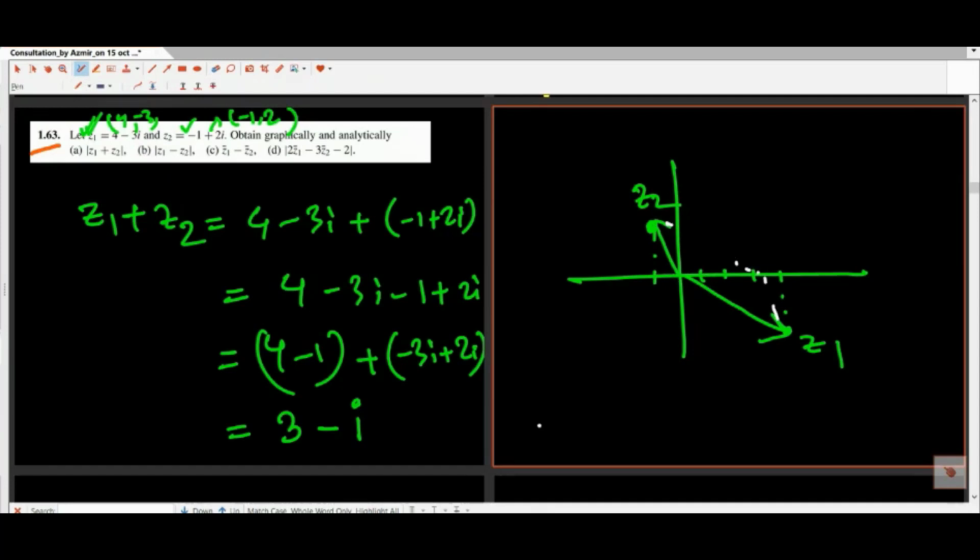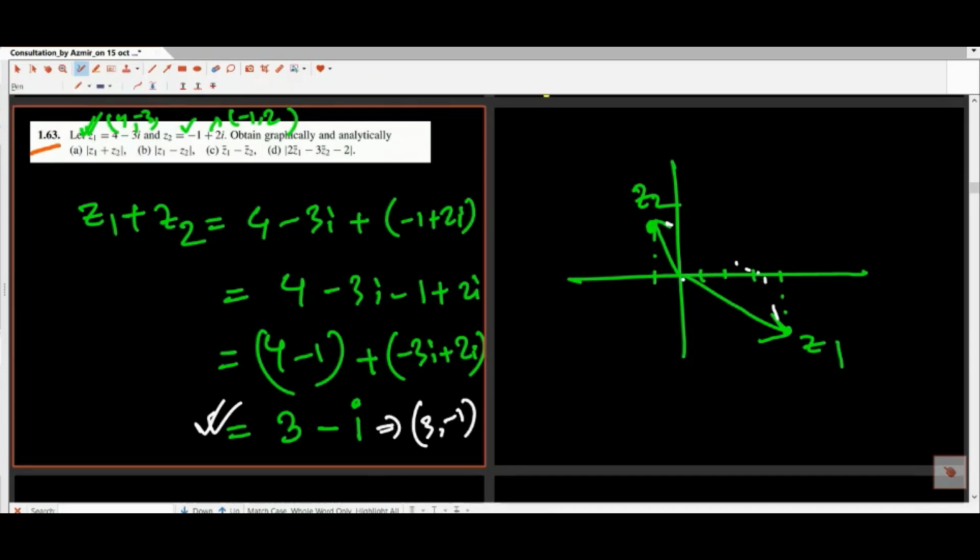So obviously, you can easily understand that we have the result 3 minus i. It is also the point 3, negative 1. So 3, negative 1 will be here. That means the result is here. So this is the parallelogram where the diagonal acts as the summation. This is how we can find the summation or subtraction.